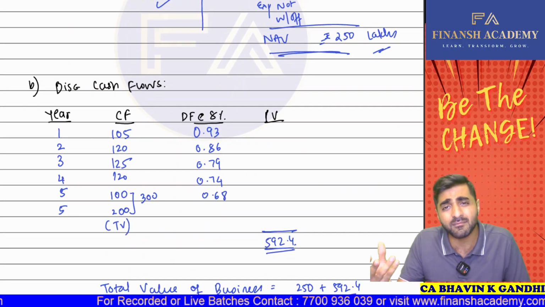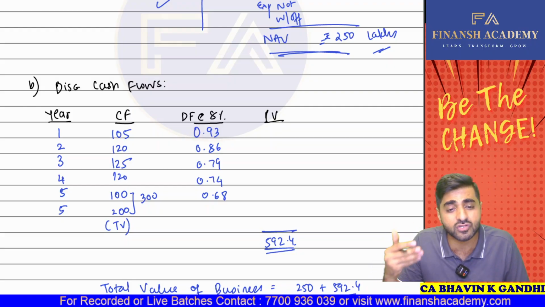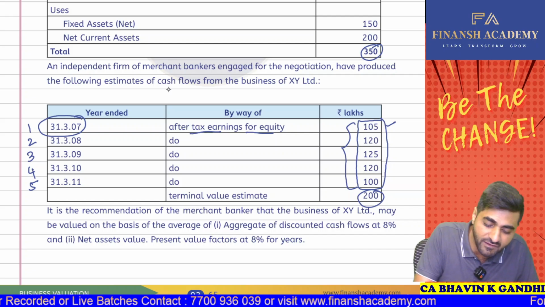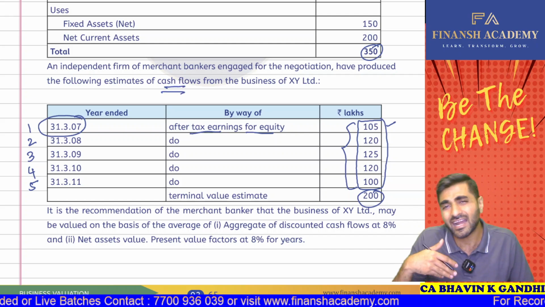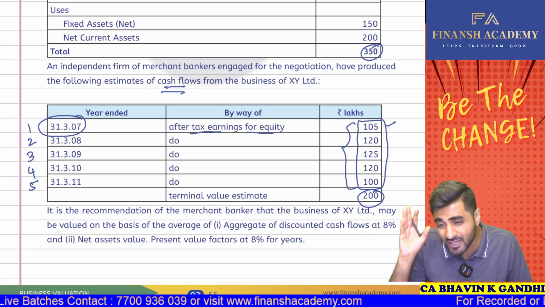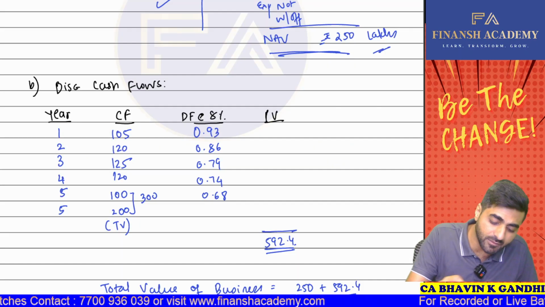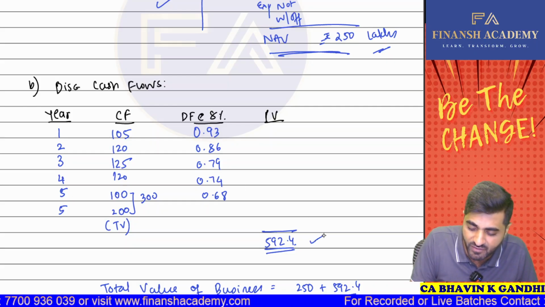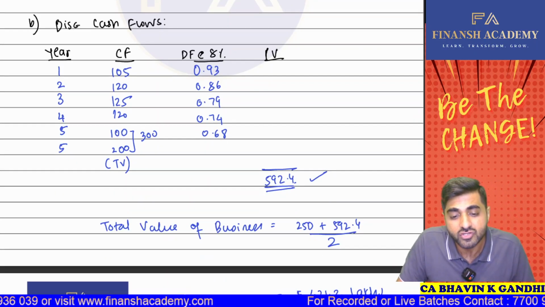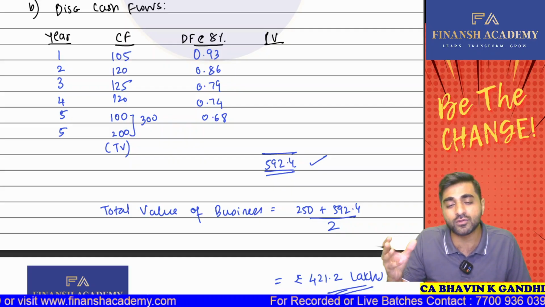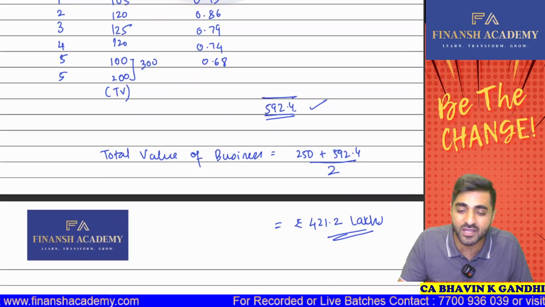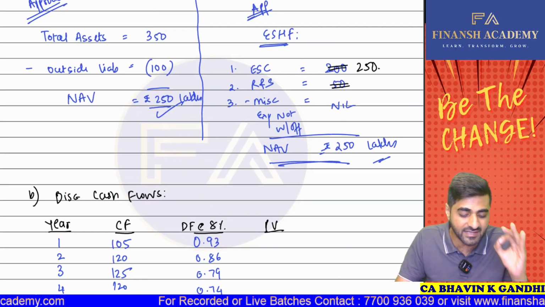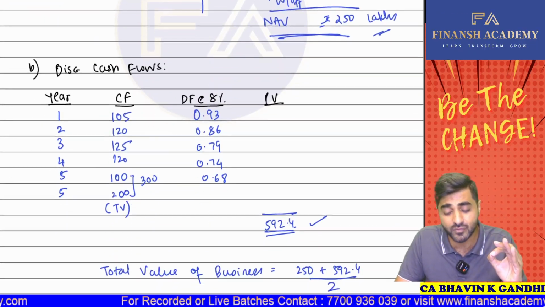Now the second method, where we discount the cash flows. All these cash flows which they have given you, they have specifically mentioned cash flows, and that can be for equity. We take all these cash flows and the terminal value at the end of the fifth year, and discounting all of them at 8%, we get 592.4. So what will be the total value of the business? As they have told you, we have to take the average of the two, which is 421.2 lakhs. This will be called the valuation of XY Limited.